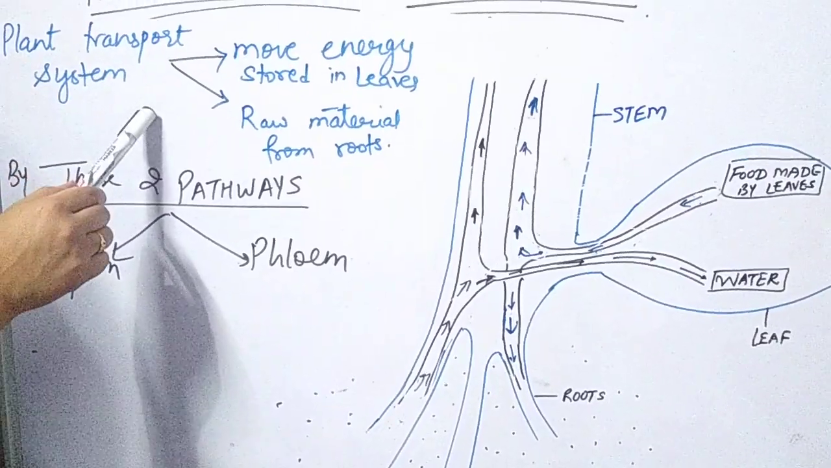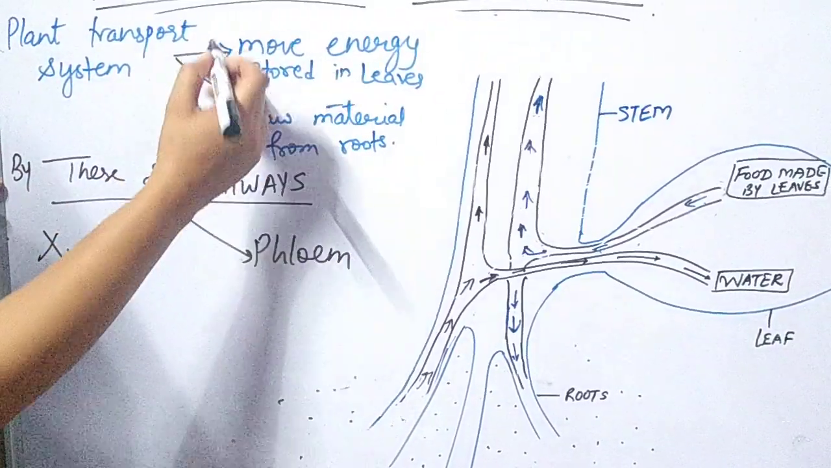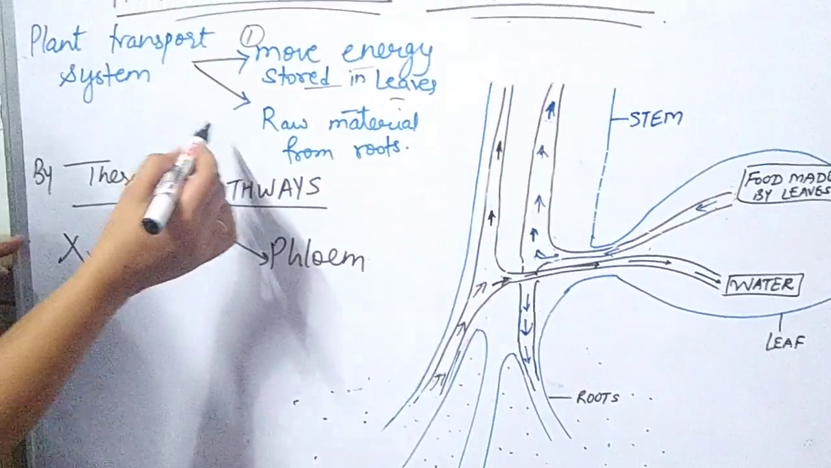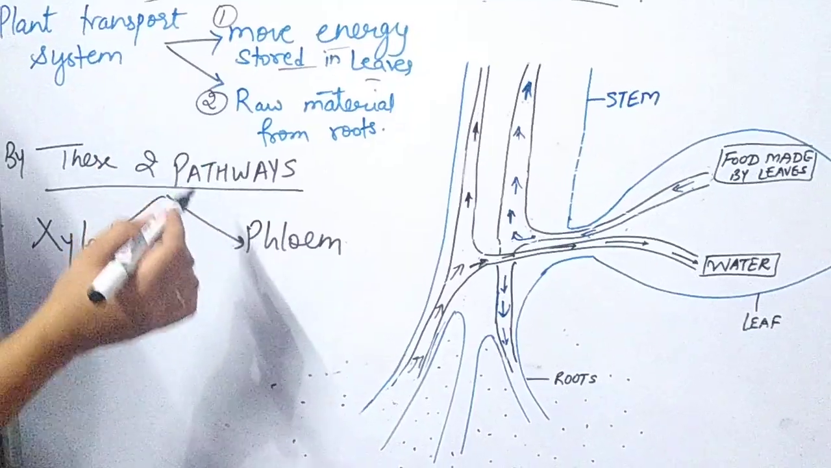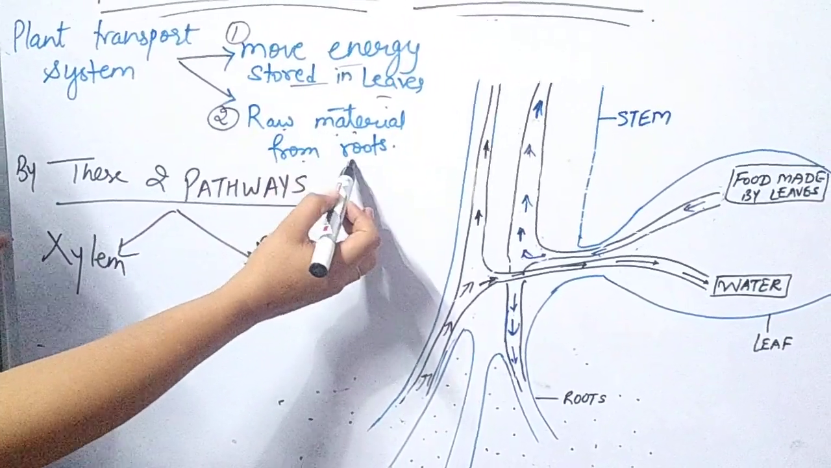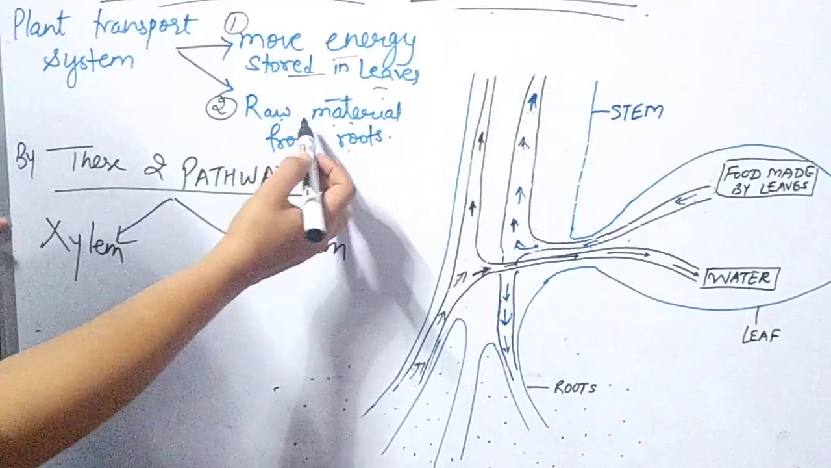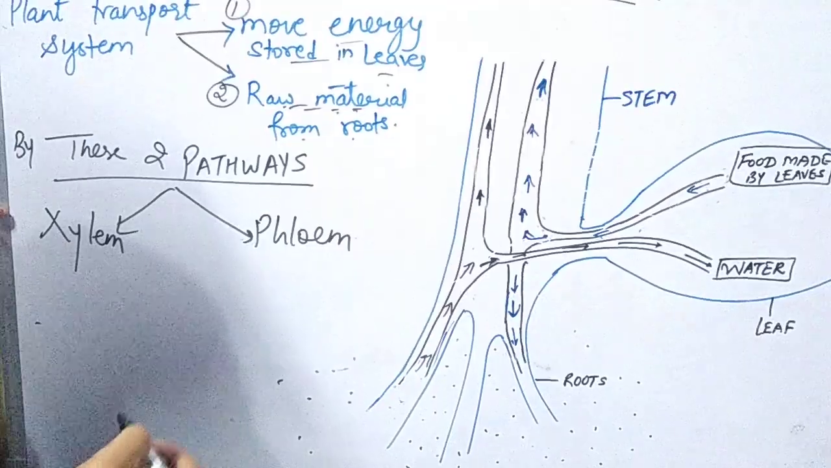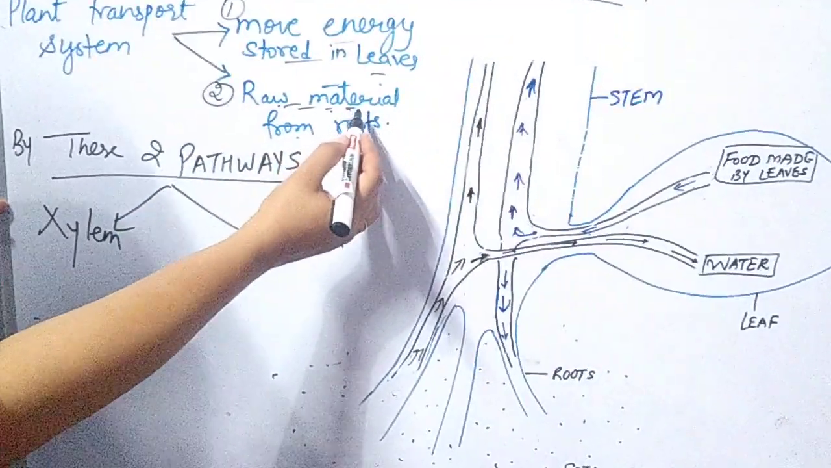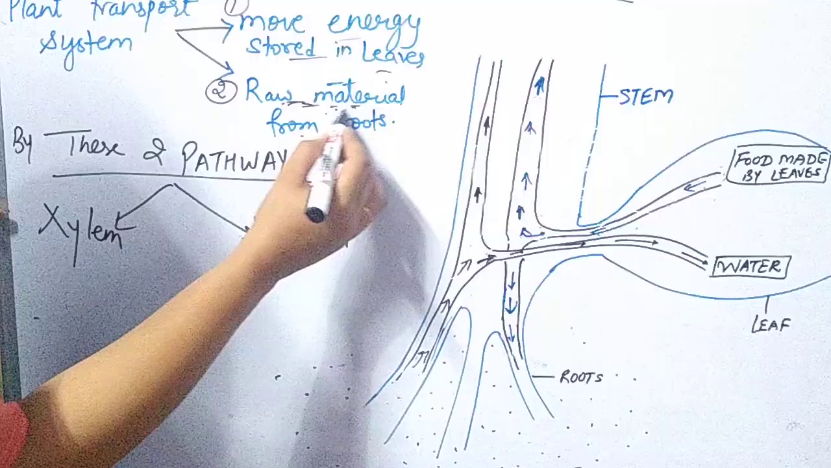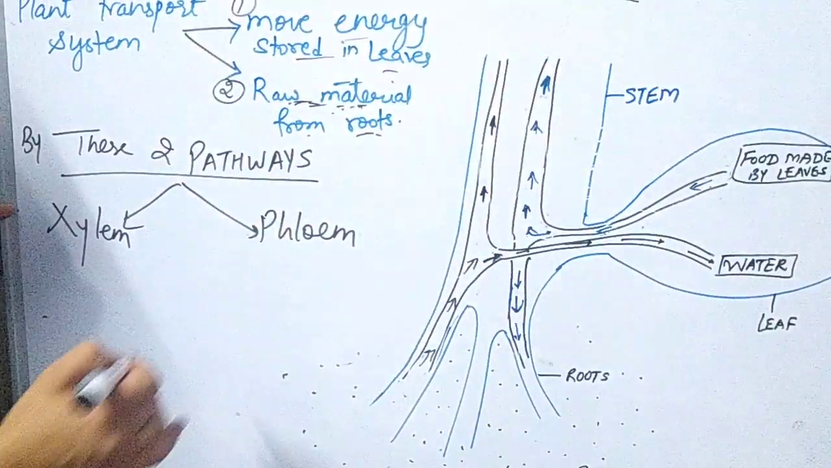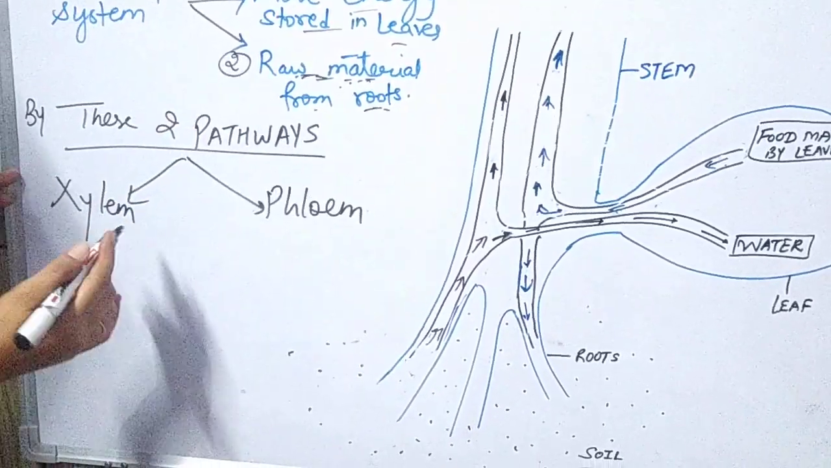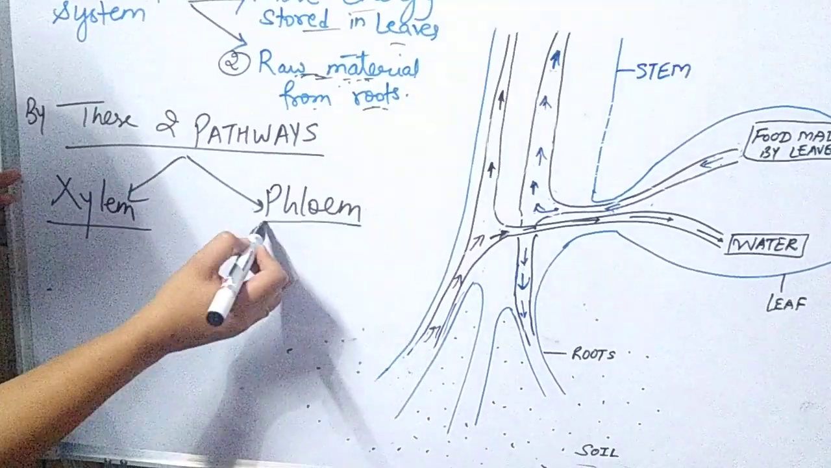The plant transport system is required to move energy first, that is, the energy stored in the leaves by the process of photosynthesis, and second, the raw material from the roots. The nearest and richest source of raw material is soil, which has all the minerals, nitrogen, phosphorus, and water. These raw materials are required to be transported from the roots to the upper parts of the plant. There are two pathways for this conduction: first is xylem and second is phloem.